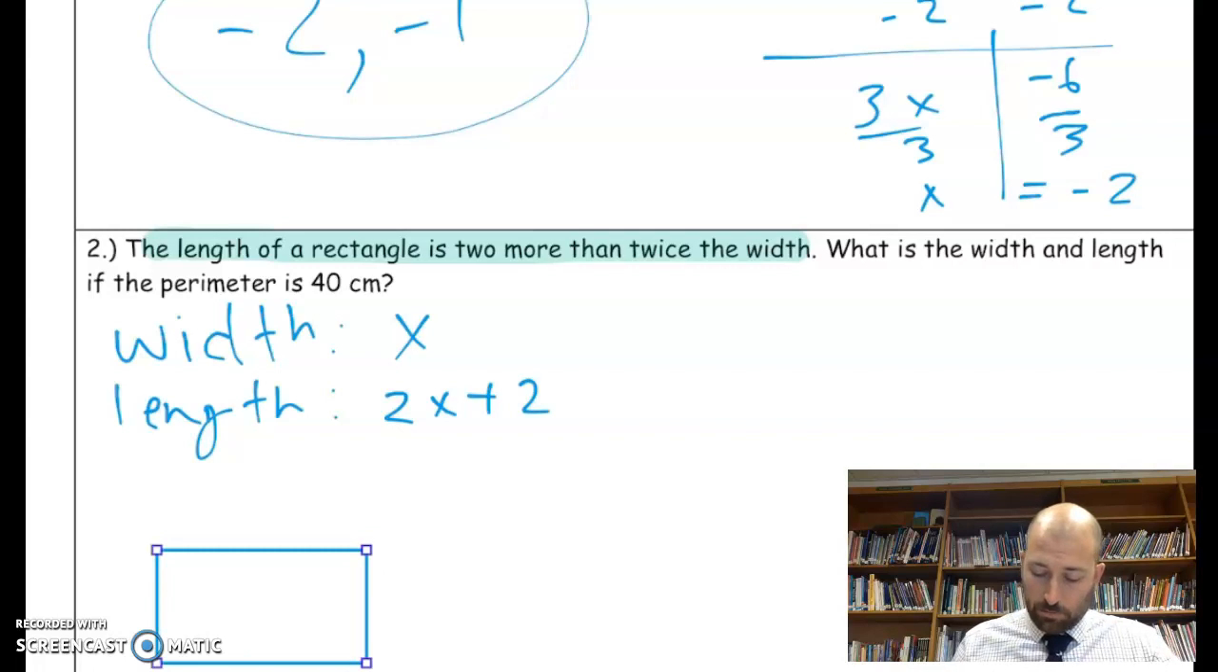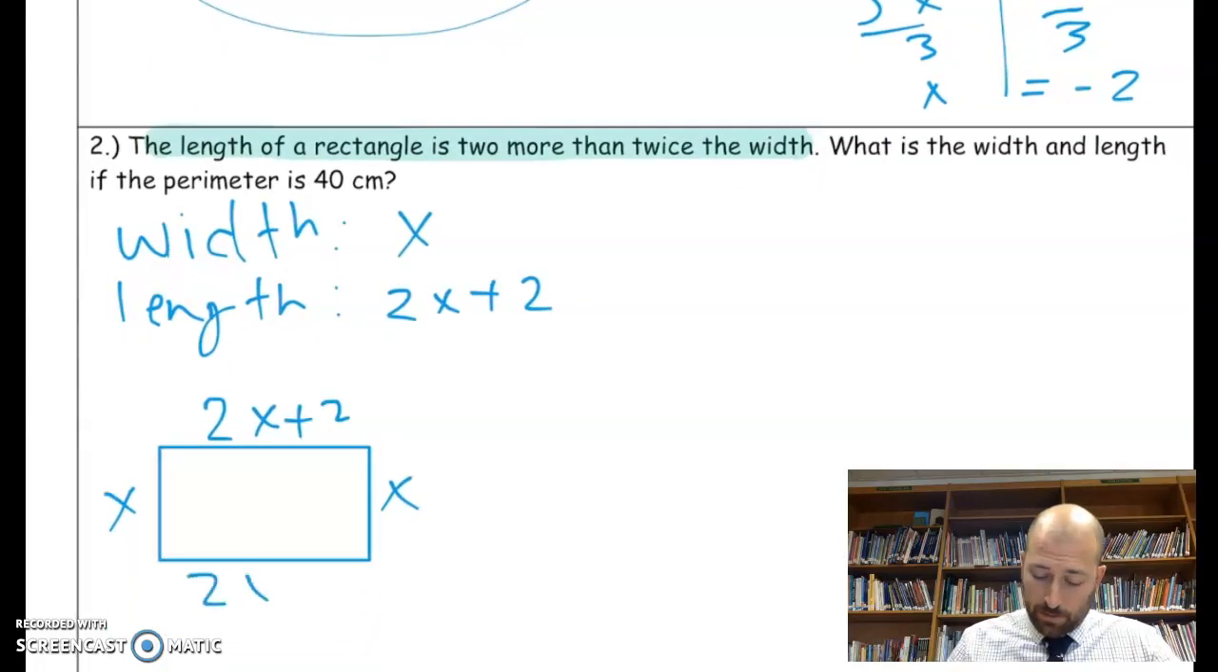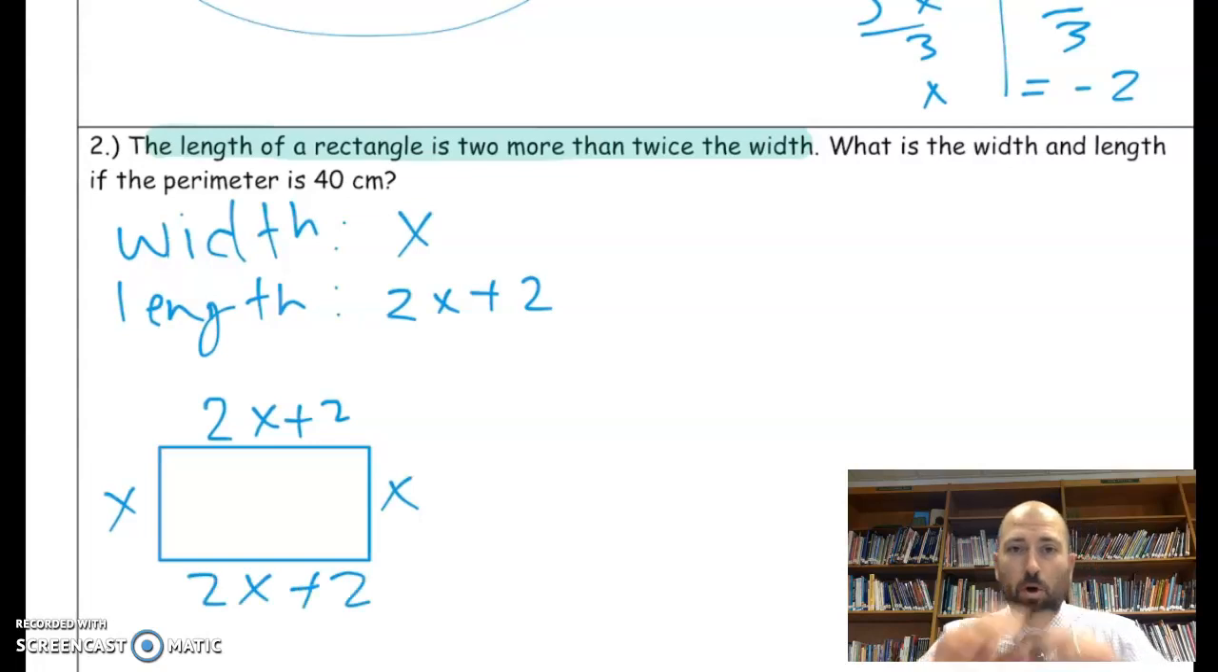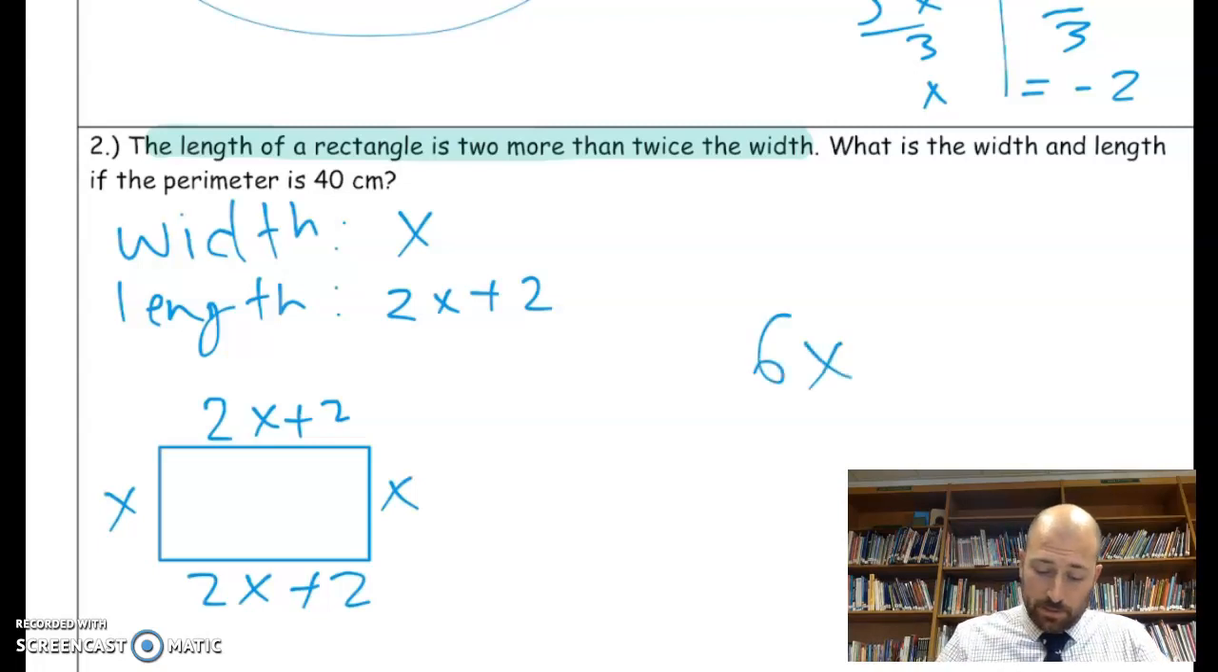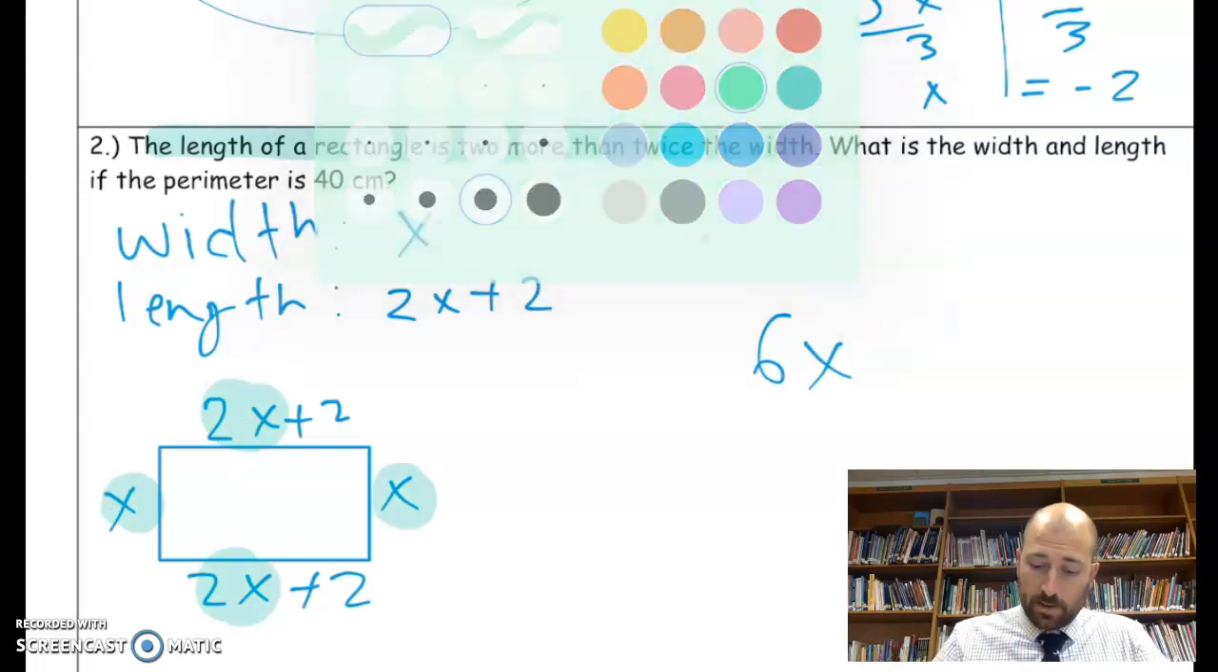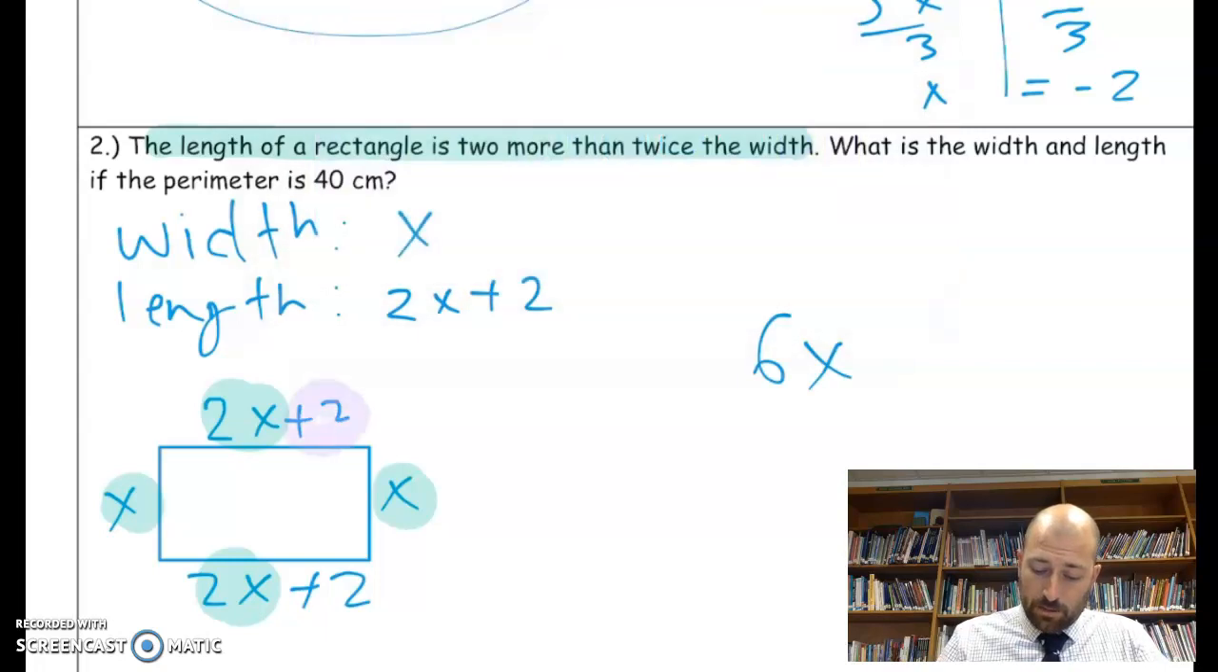Okay? So what I'm going to do is I like to label a rectangle always, and reminding myself that perimeter is all the way around. So if I add up all those 4 sides, x plus 2x plus x plus 2x, that is 6x. Again, I just did 2x plus x plus 2x plus x. That is 6x. And then 2 plus 2 is 4. That is the perimeter, and it says right in the problem that the perimeter is 40.